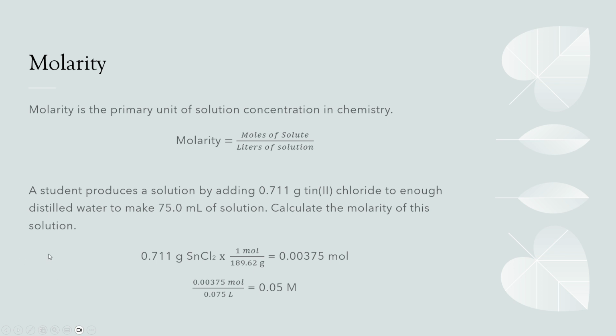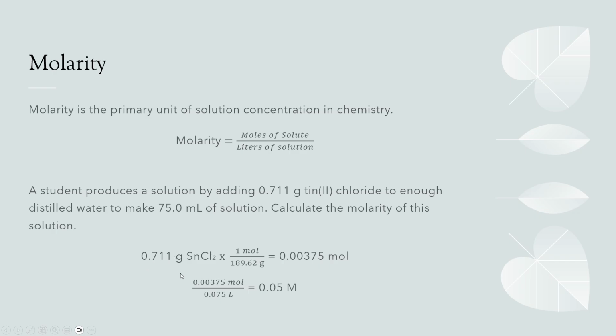A student produces a solution by adding 0.711 grams of tin(II) chloride to enough distilled water to make 75 milliliters of solution. Calculate the molarity of the solution. So here we're looking for molarity. And how do we find molarity? Well, we use moles of solute over liters of solution. So first we need to find moles. Now here we are given the grams of tin(II) chloride. So all we need to do is find the molar mass of tin(II) chloride, and then we'll be able to do our molar conversion.